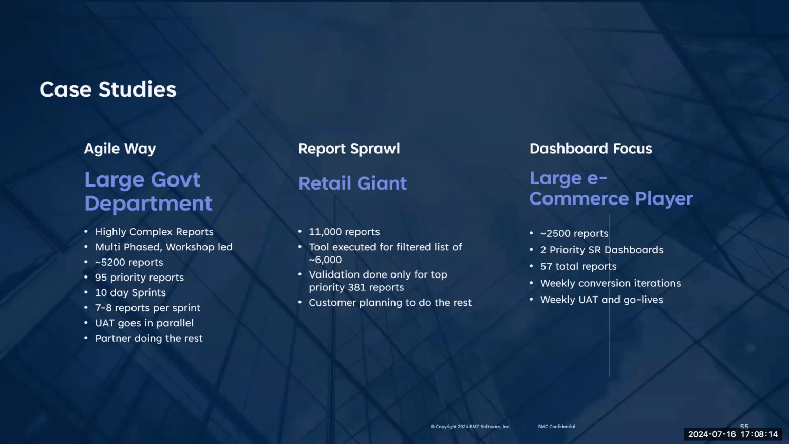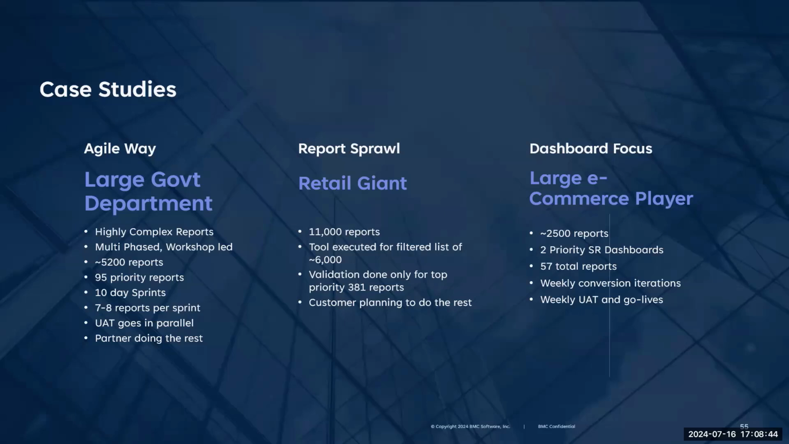The next one we have is a classic example of report sprawl. So they are a big retail giant. They had some 11,000 reports, and anybody can panic when they look at such a big number. But again, after doing the assessment, after going through some of the reports with their own teams, they filtered it down to 6,000 reports.